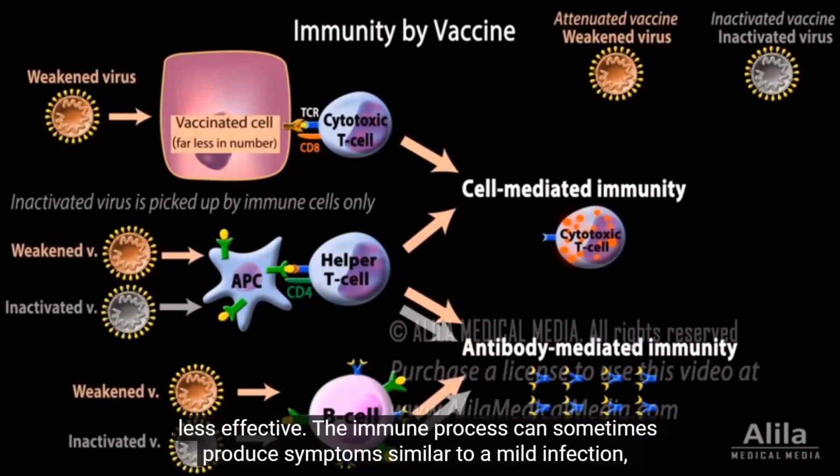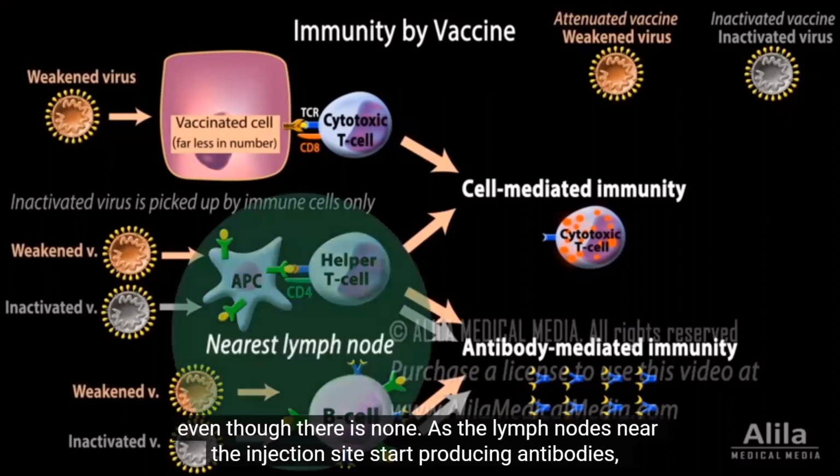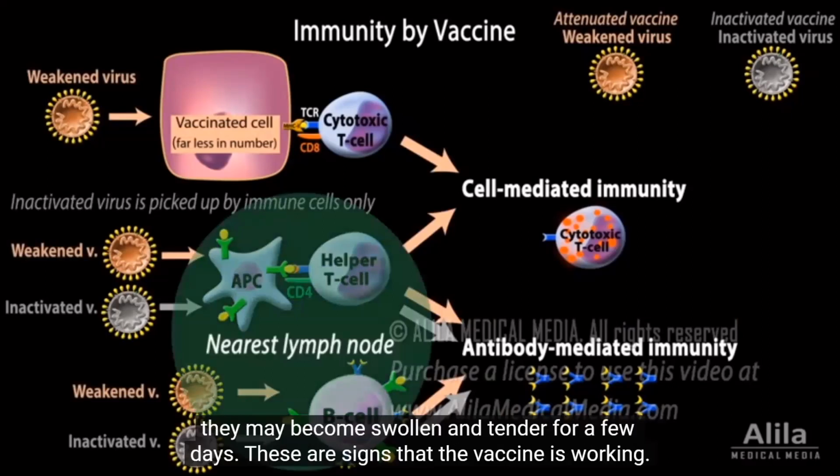The immune process can sometimes produce symptoms similar to a mild infection, even though there is none. As the lymph nodes near the injection site start producing antibodies, they may become swollen and tender for a few days. These are signs that the vaccine is working.